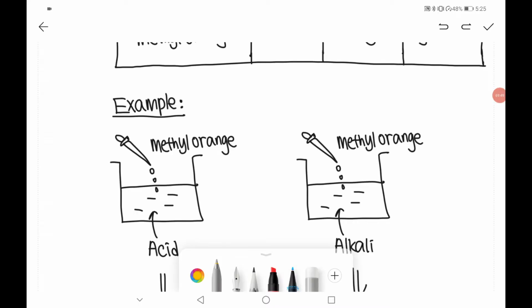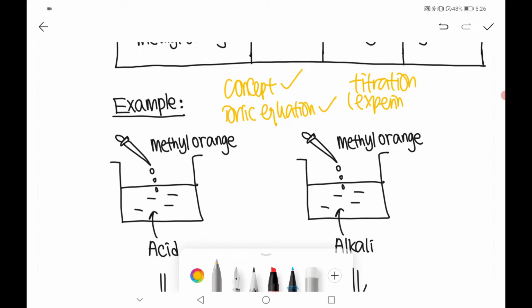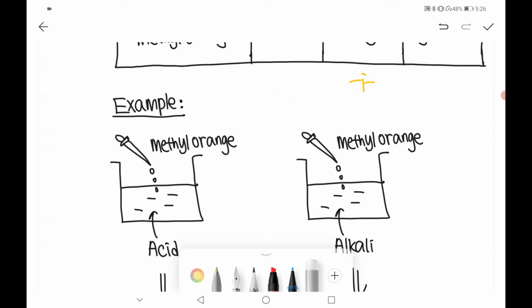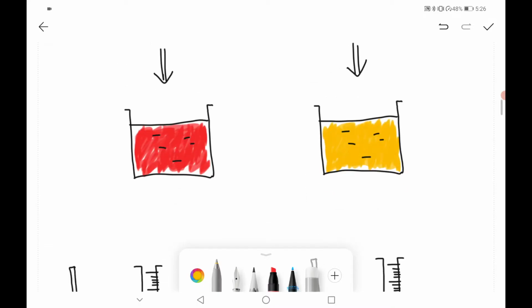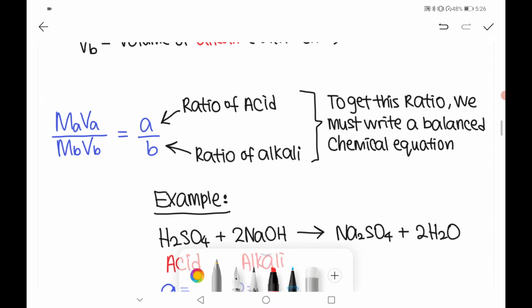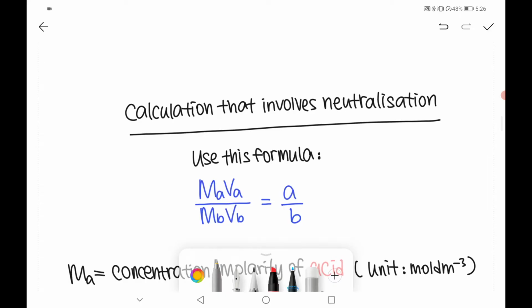Okay, so now we already learned about the concept of neutralization. We already learned about the ionic equation for the neutralization, and we also learned about the titration. Titration is the experiment for the neutralization. Now we will move on and learn the last part for today's lesson, which is the calculation that involves neutralization.